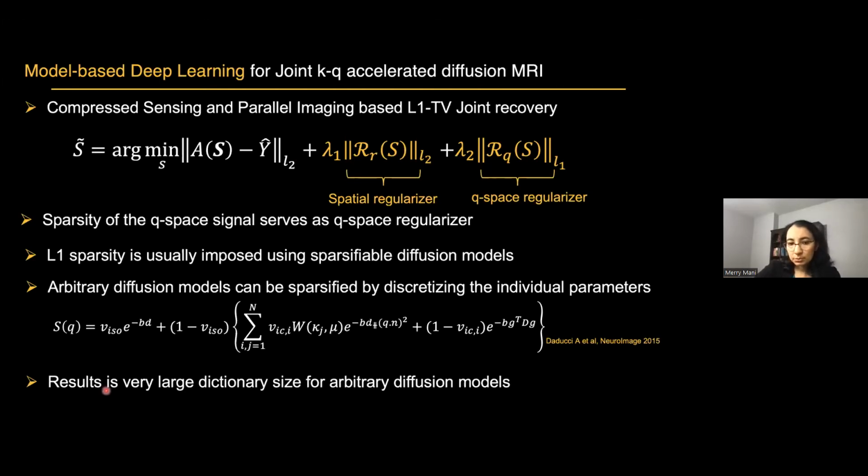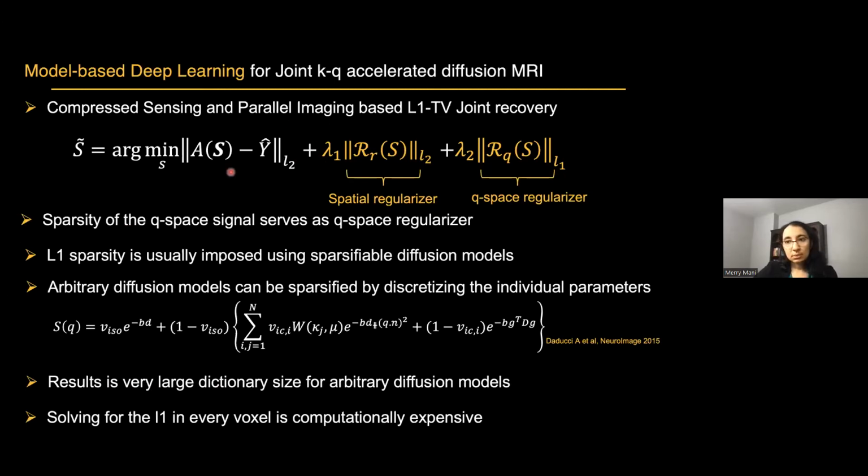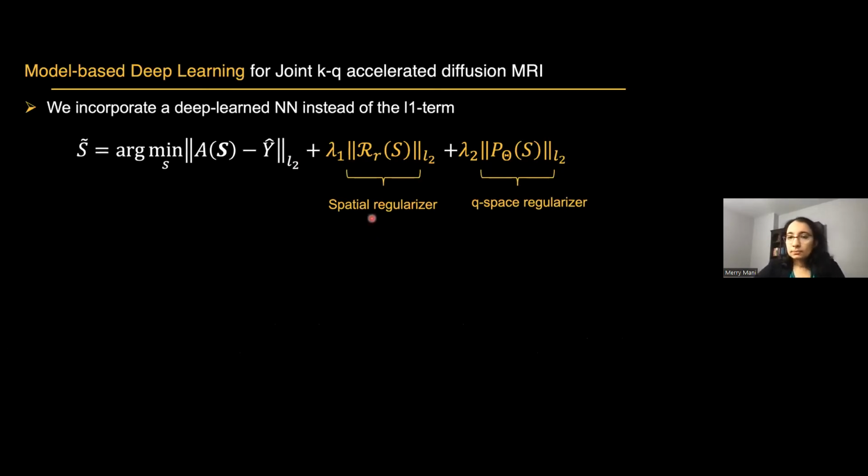But the problem with this approach is that we will end up with a large dictionary size, and solving for this L1 recovery in every voxel, especially from undersampled multi-channel data, becomes a computational nightmare. It's going to be very hard to solve, or it's going to take a long time to solve such a problem. So what we are going to do is, instead of that L1 regularizer, replace it with a different Q-space regularizer that was learned using machine learning.